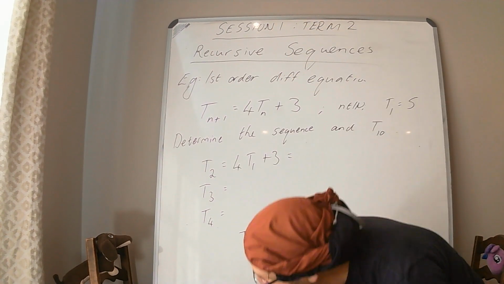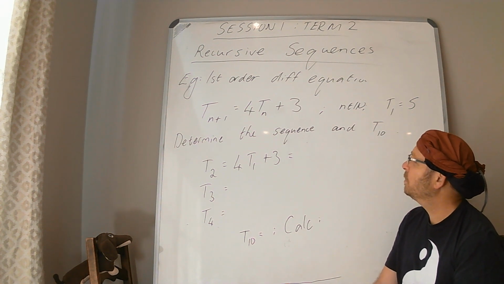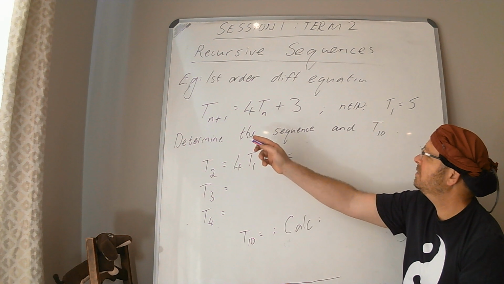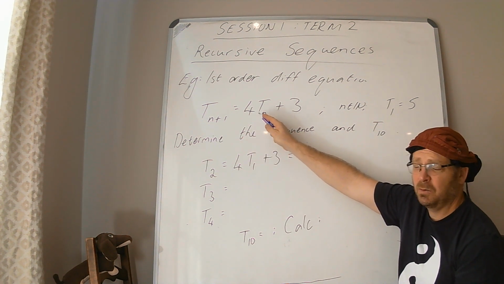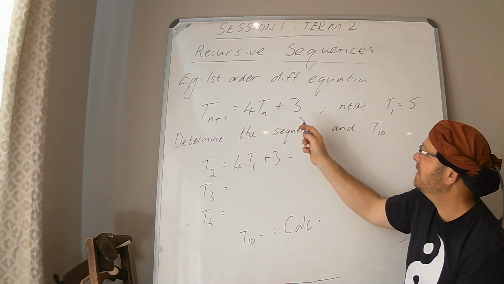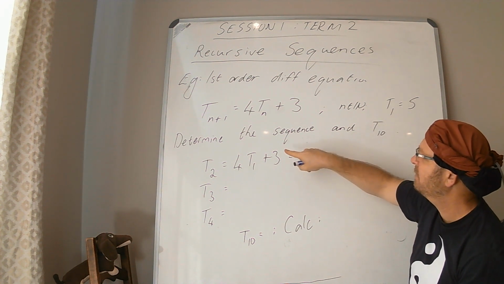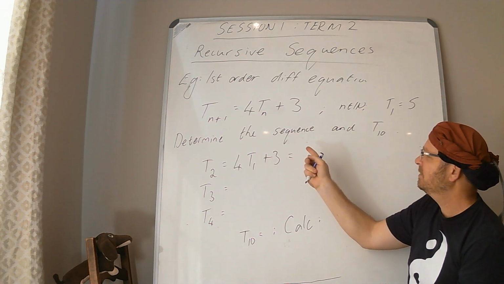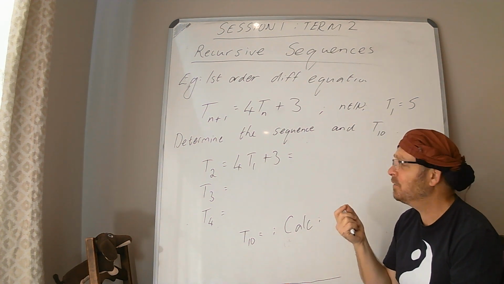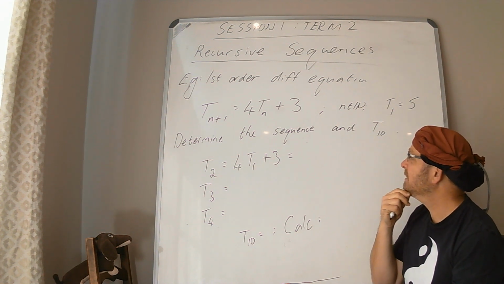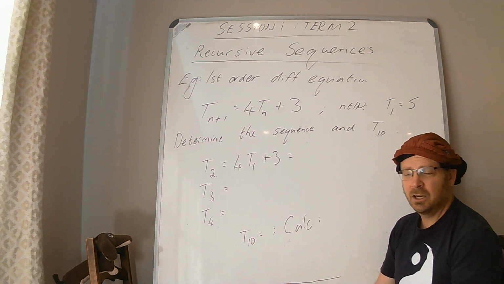Let's have a look at an example of a recursive sequence, in particular a first order difference equation. Say the term in position n plus 1 is 4 times term n, in other words 4 times the term before, plus 3, where n is a natural number, and T1 is equal to 5. What I want you to do is determine the sequence. When they say determine the sequence, we write down the first 4 terms of that sequence. And then a separate question, go find term 10.